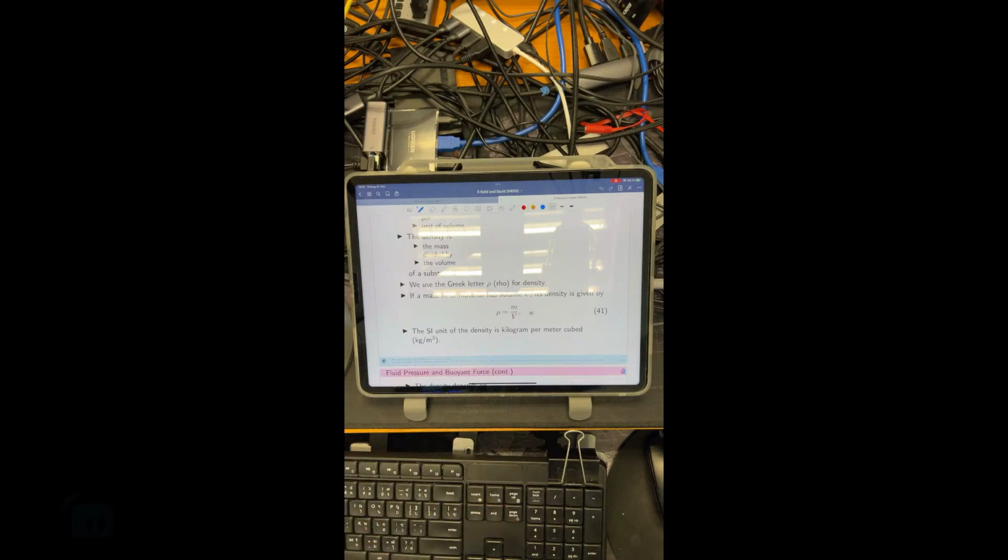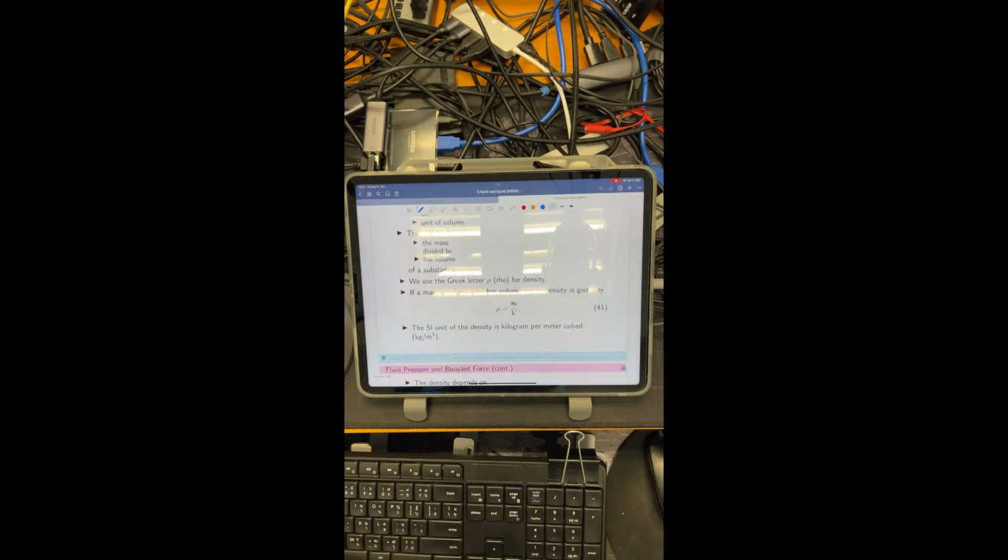The unit of any quantity in physics is also important. The mass, the numerator, has the unit of kilogram in the SI system. Volume is the product of three quantities: the width, the length, and the height. Three factors of meter give cubic meter. So the unit of density is kilogram per cubic meter.